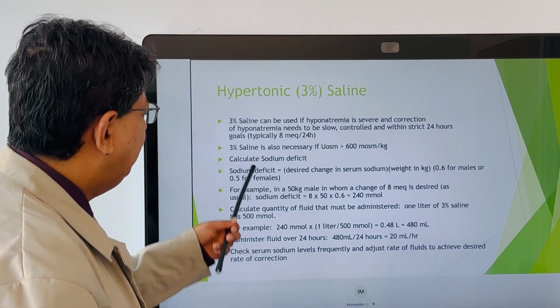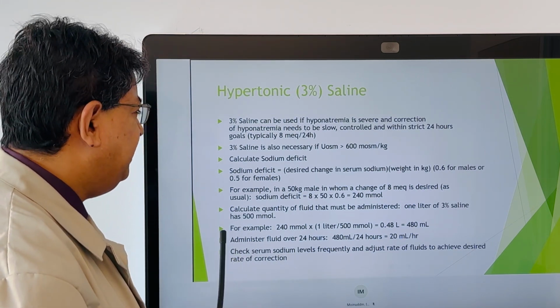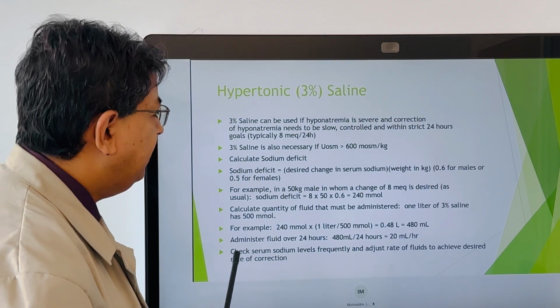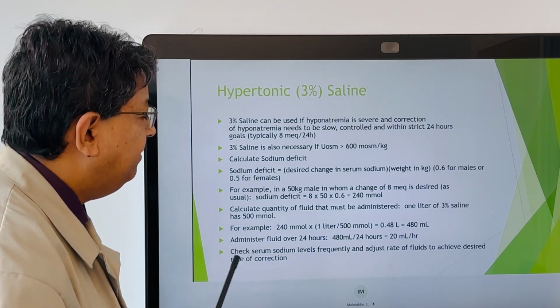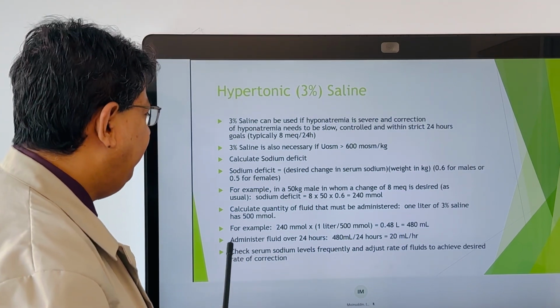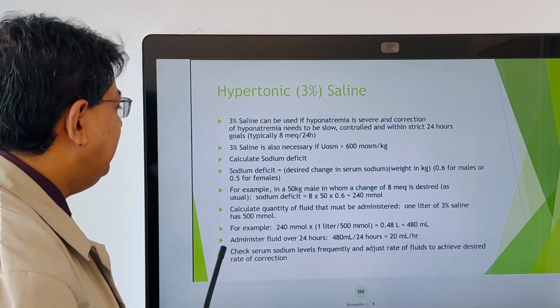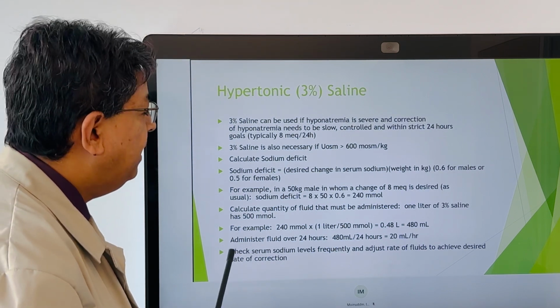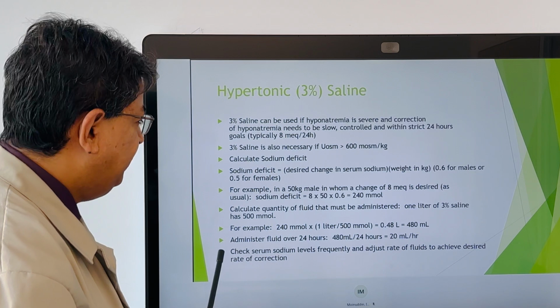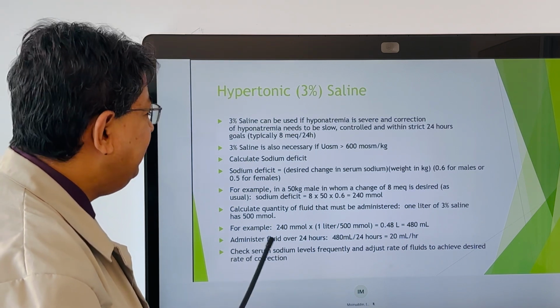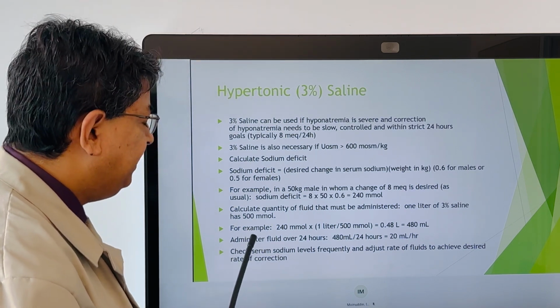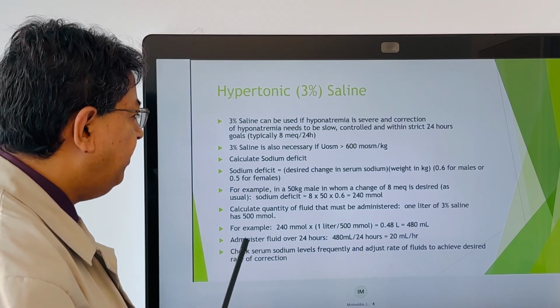You begin with calculating the sodium deficit, which is the desired change in serum sodium times the weight in kilograms, times 0.6 for males or 0.5 for females. So for example, in a 50 kilogram male in whom a change of 8 milliequivalents is desired, the sodium deficit is 8 times 50 times 0.6, which is 240 millimoles.